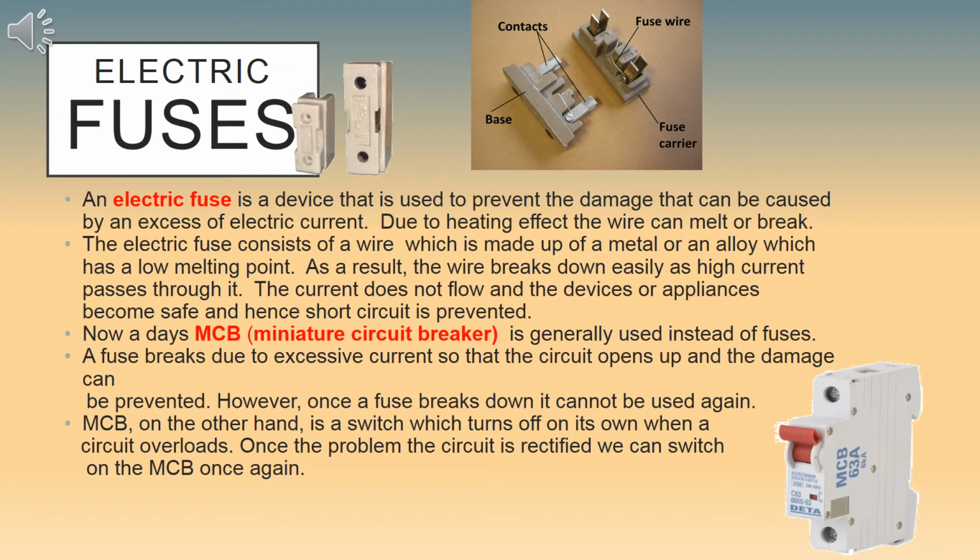But nowadays MCBs, that is miniature circuit breakers, are generally used instead of fuses. A fuse breaks due to the excessive current, so the circuit opens up and damage can be prevented. However, when a fuse breaks down, it cannot be used again. The MCB, on the other hand, is a switch which turns off on its own when a circuit overloads. So once the circuit is rectified, we can switch on the MCB again. In this way, it is the better option instead of using fuses.